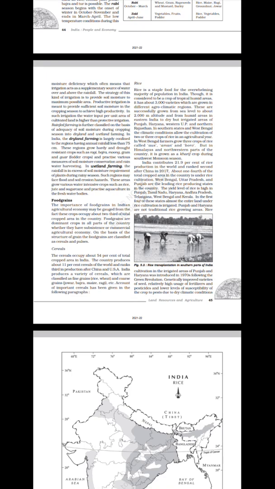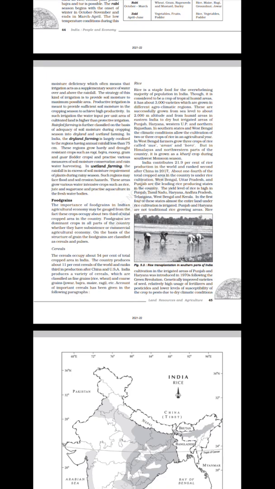Rice. Rice is a staple food for the overwhelming majority of the population in India. Though it is considered to be a crop of tropical humid areas, it has about 3000 varieties which are grown in different agro-climatic regions. These are successfully grown from sea level to about 2000 meters altitude and from humid areas in eastern India to dry but irrigated areas of Punjab, Haryana, western Uttar Pradesh and northern Rajasthan.